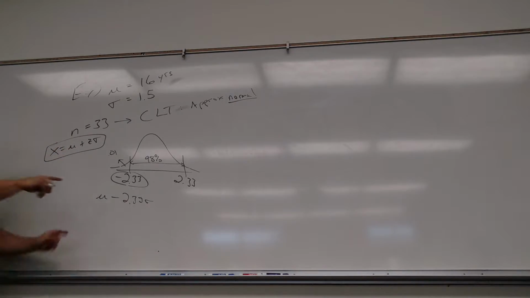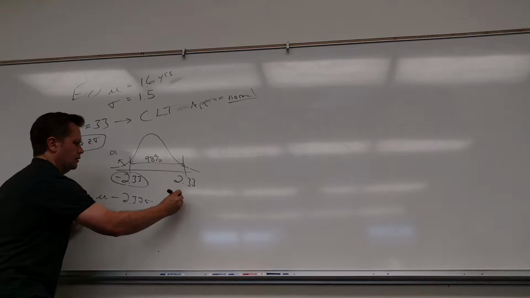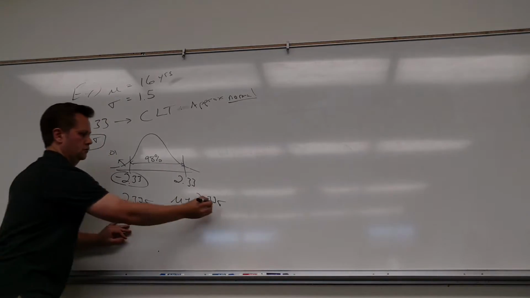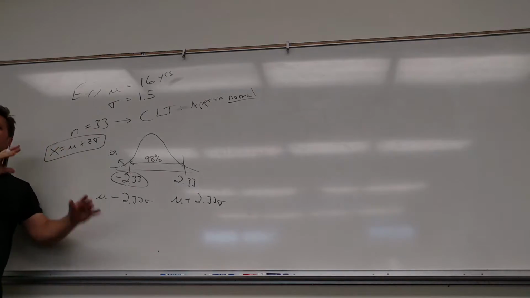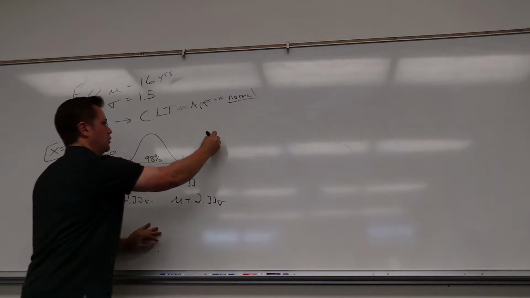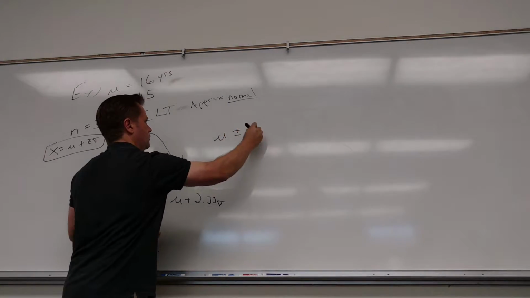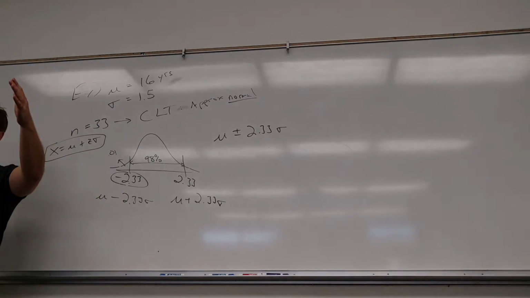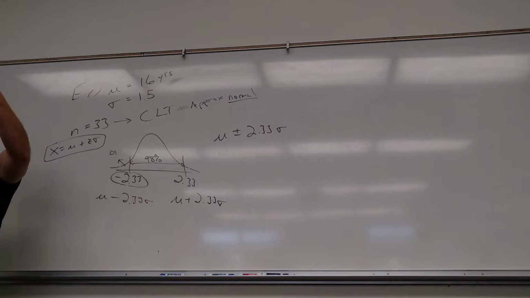So I want to go down 2.33 and up 2.33. So really I can capture this by saying I want to go up and down 2.33 standard deviations, right? Is that cool? And I can write it concisely because it's symmetric. I have two different numbers, the same number, just one's negative, one's positive. All right.